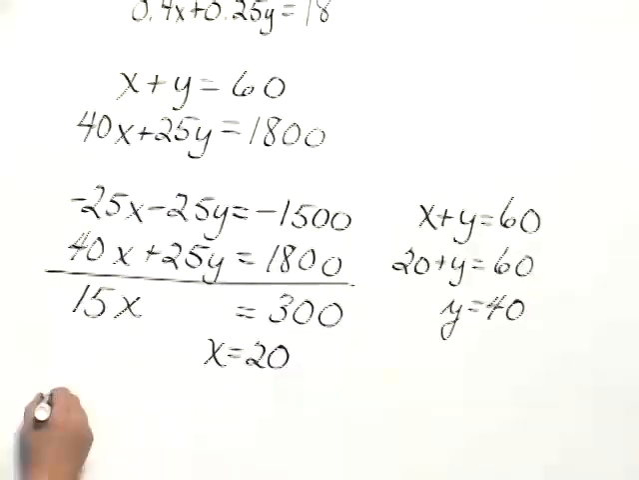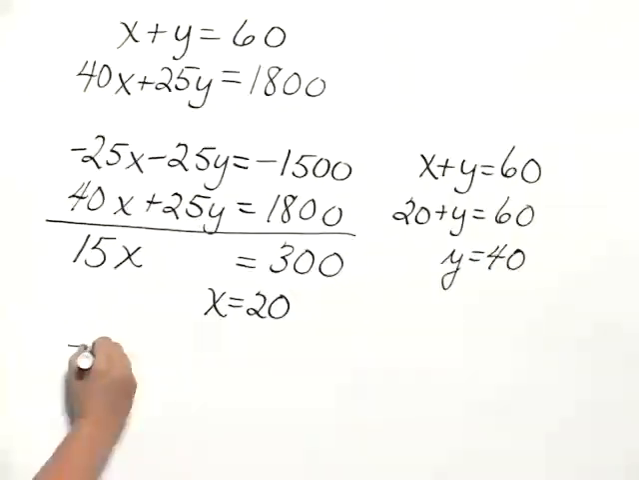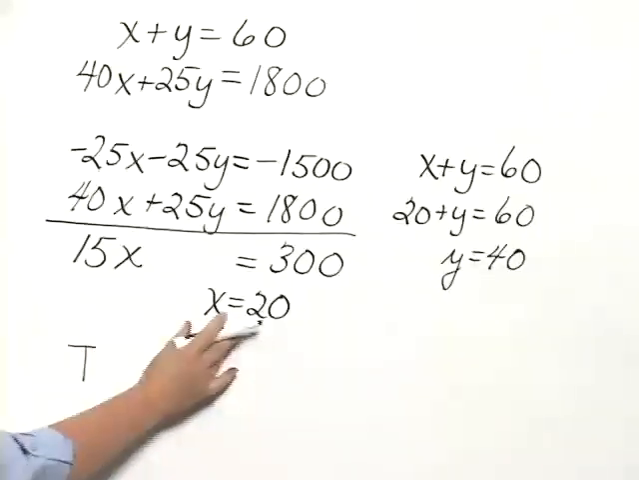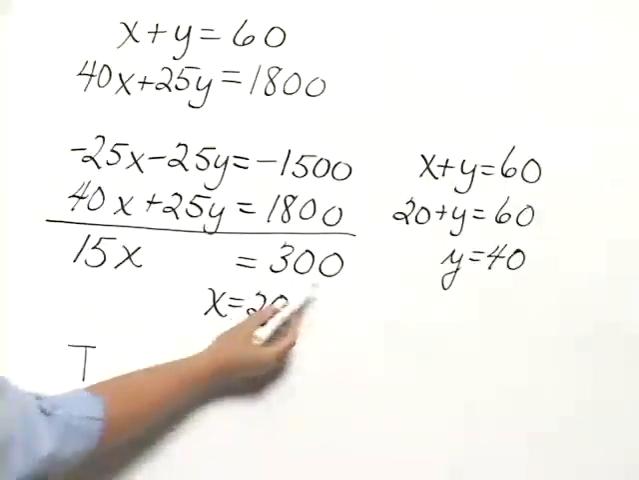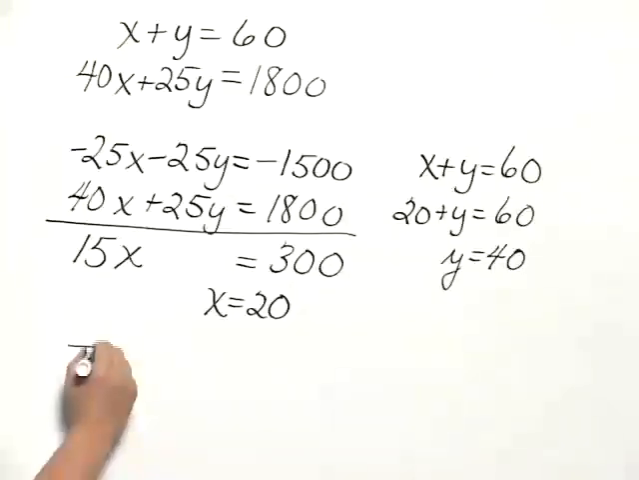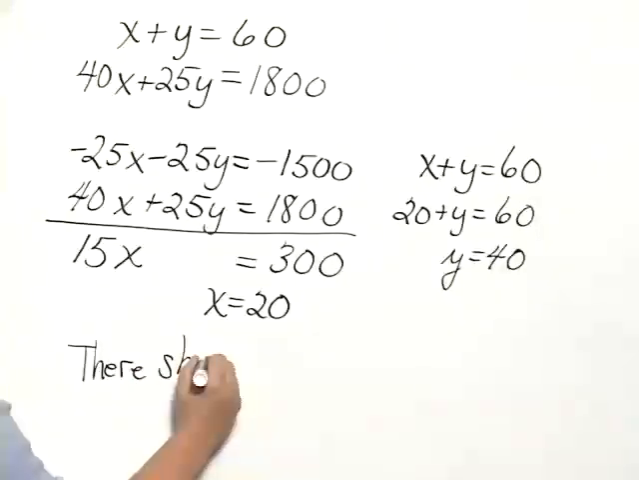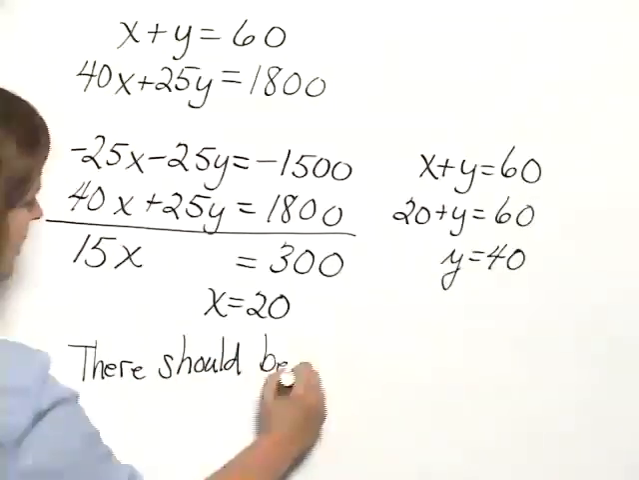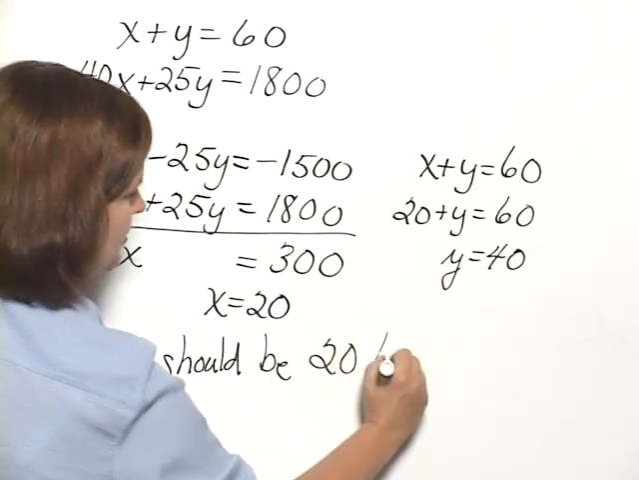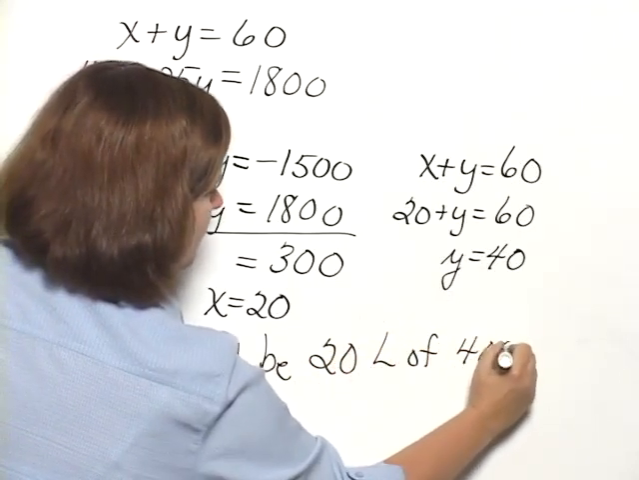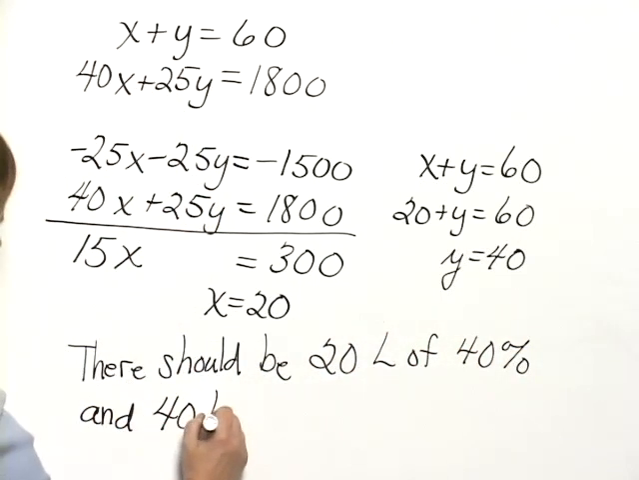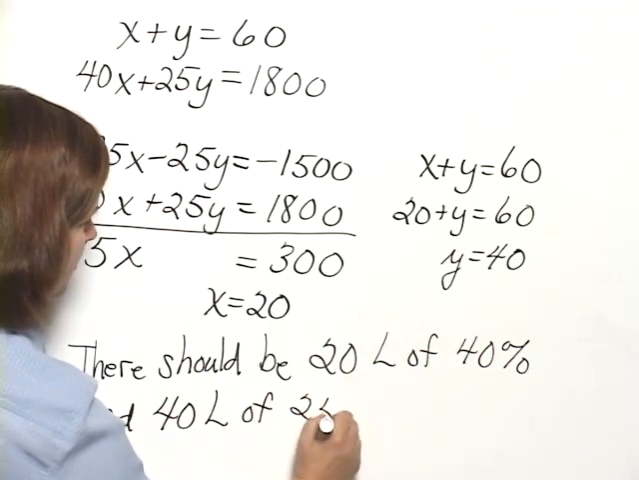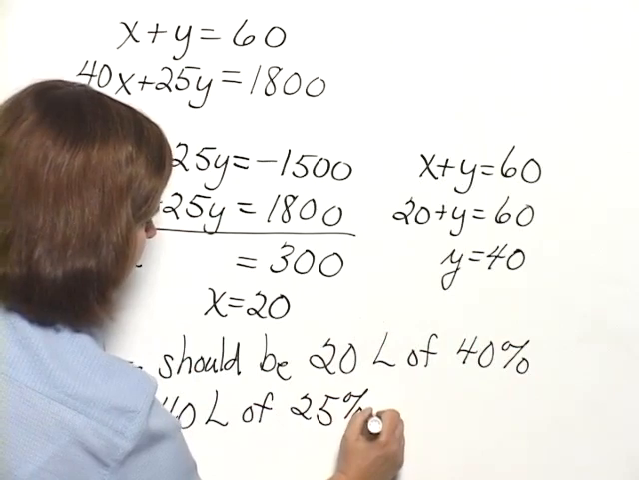So I state my answer, and I may need to go back sometime during this process and check which one of these stood for which. Since I wrote down that x was the 40% and y was the 25%, I can write that you would need 20 liters of the 40% vinaigrette and 40 liters of the 25% vinaigrette in order to get the solution we're looking for.